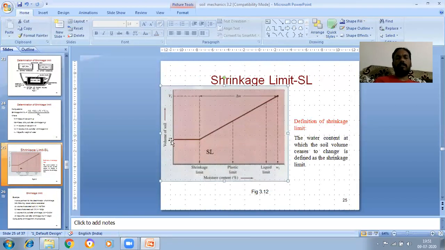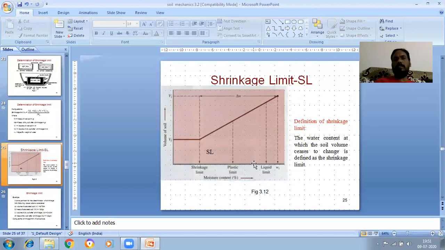Shrinkage limit, this is only the value. You see, initial volume is here, final volume is here. So what does it indicate? As the water content decreases, the volume of the soil decreases. But whenever the water content reaches its shrinkage limit, the final volume occurs.